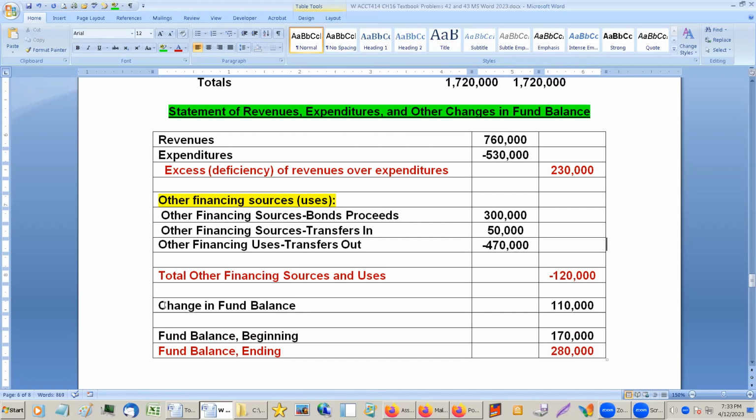So this change in fund balance is sort of like income. How much did our fund balance change? It went up by 110. If we had 170 sitting in there, now we have 280 sitting in there.